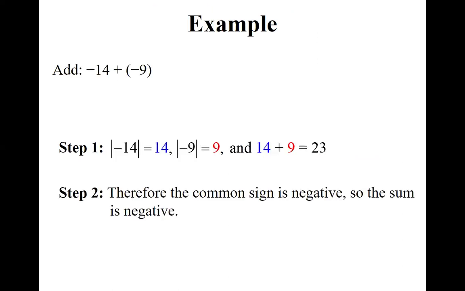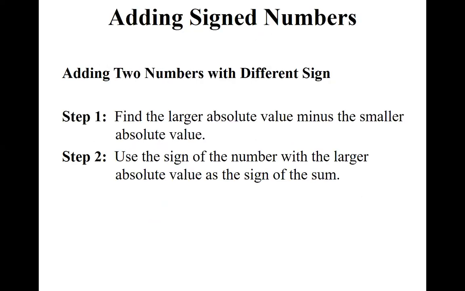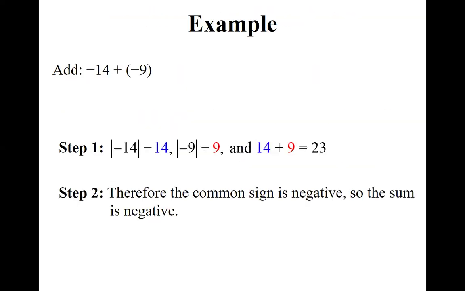So -14 plus -9. We're adding, they have the same sign. They're both negative. Take the absolute values. The absolute value of -14 is +14. The absolute value of -9 is +9. And then add those absolute values. 14 plus 9 is 23. The common sign was negative, so we give negative to that 23. -23 would be the answer.